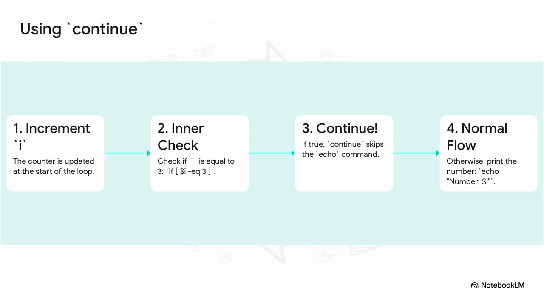It's another if statement. As the loop runs, it checks if our counter i is equal to 3. For 1 and 2, the check fails, so it prints the number. But as soon as i is equal to 3, the if condition is true. The continue command gets triggered, and that tells the script, hey, skip everything else below this point and just go right back to the top for the next round. It completely bypasses the echo command, but only for that one time.